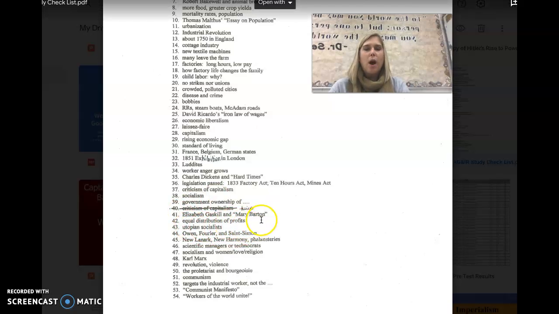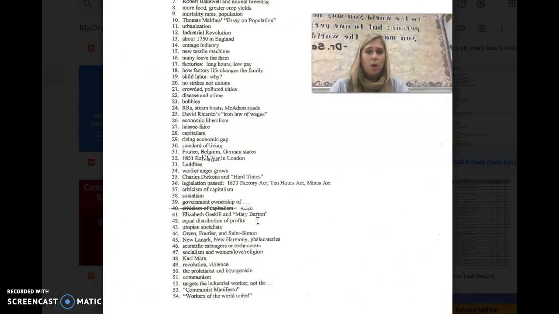Equal distribution of profits on 42. This is a goal of socialists. So socialists believed this. They want all money to be equally distributed. And a good example, if I ask you, who believed this? John Stuart Mill. He was a socialist that believed that.